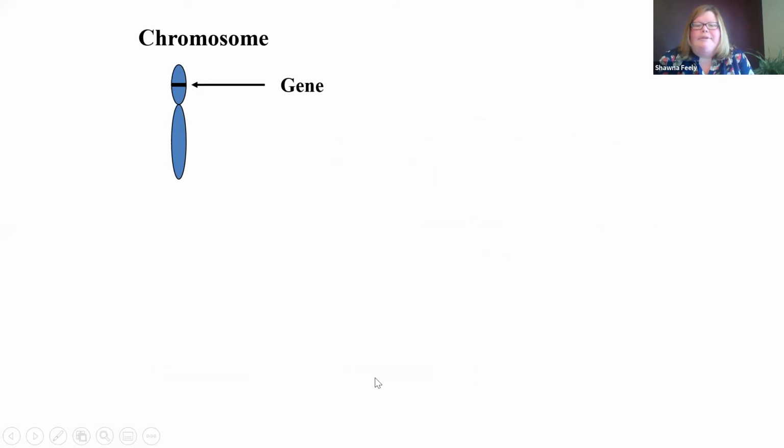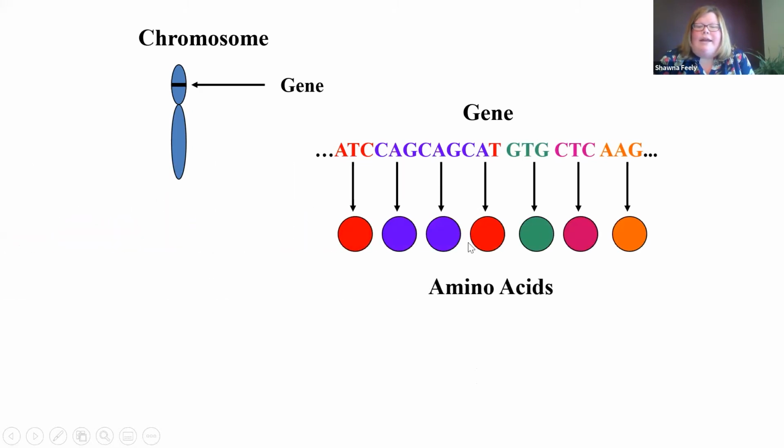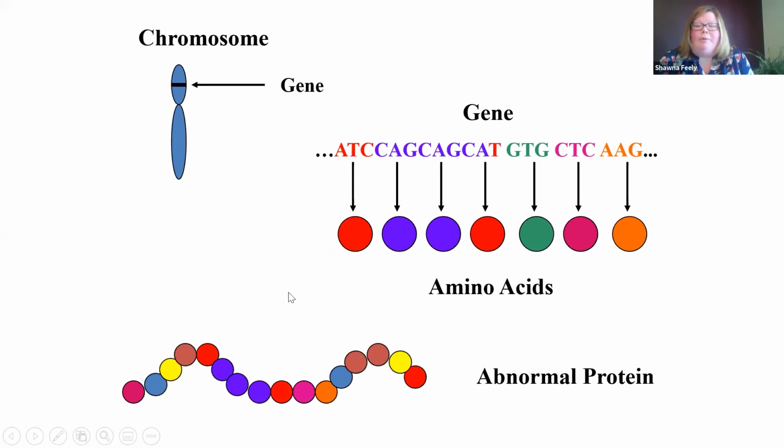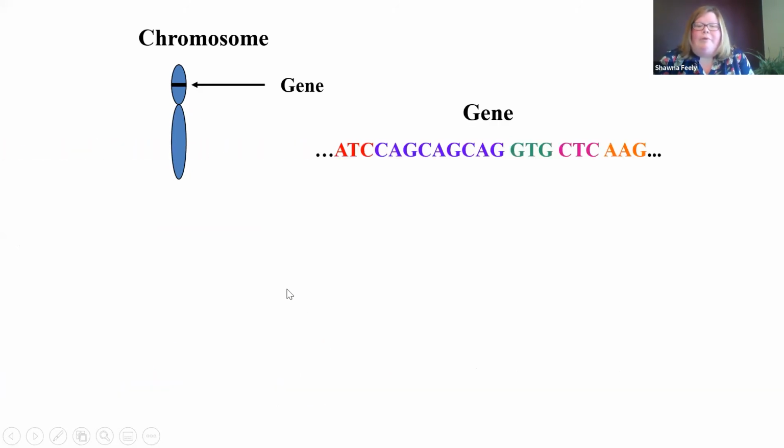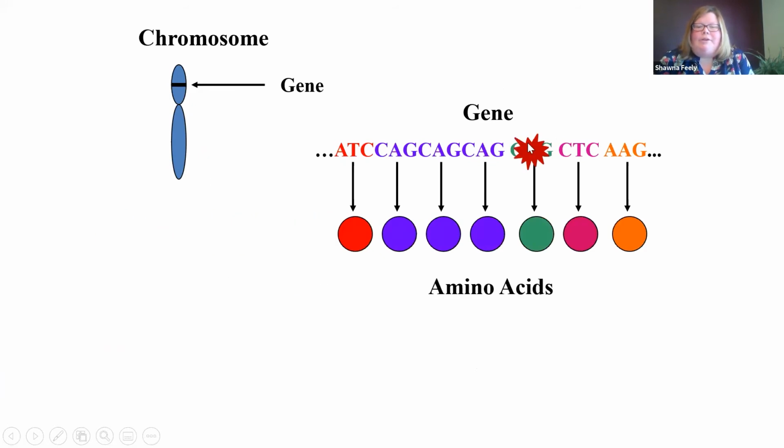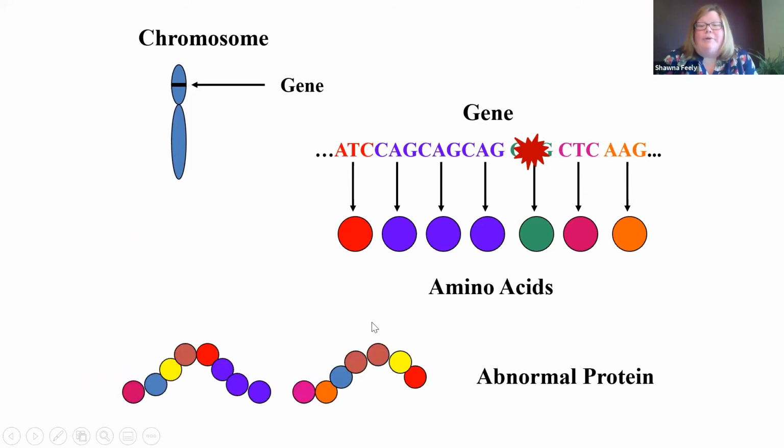But when there's a spelling change, it may tell the cell to make an incorrect amino acid, which can disrupt the function and cause an abnormal protein. You can also have problems where there might be a deleted part or extra pieces, letters put in, and that can disrupt the function of the protein. So when we do genetic testing, sometimes we're looking, or what we call sequencing, at this spelling arrangement to see if there's spelling errors, deletions, insertions, things like that, that could lead to an abnormal protein.